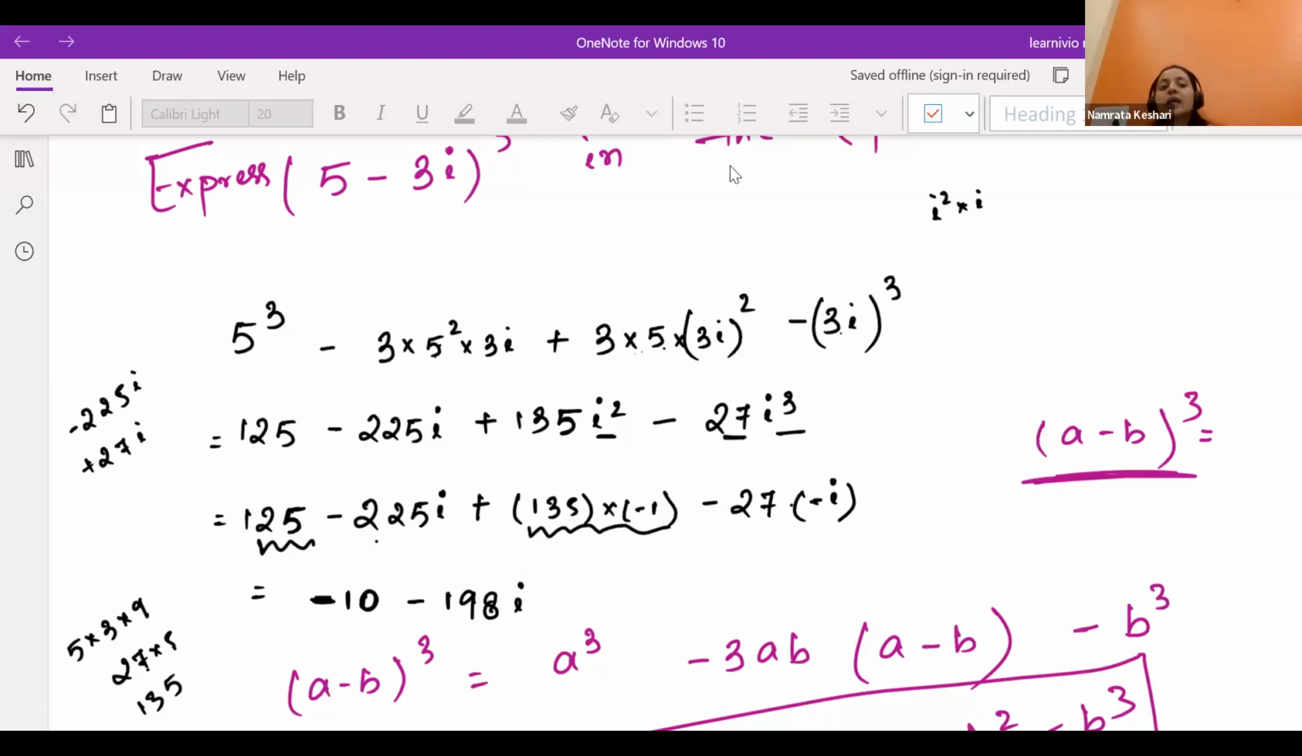Have we applied any concept over here? No. A minus B whole cube formula we already know. When I to the power 3, I to the power 4 is there, when I square is there, how to deal with that, we already know. So we have not done anything new over here, right? Ali and Alina? Yes, ma'am. Let's continue.